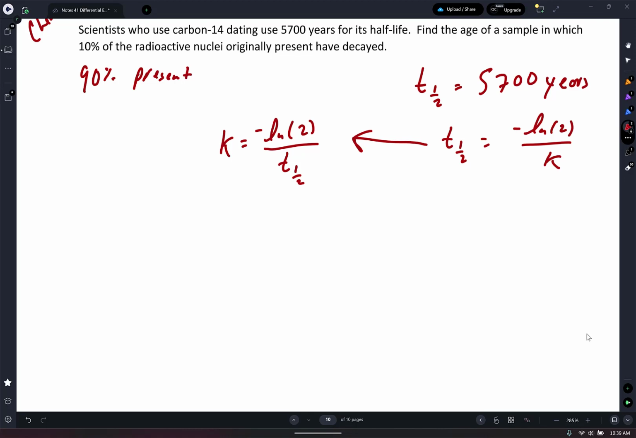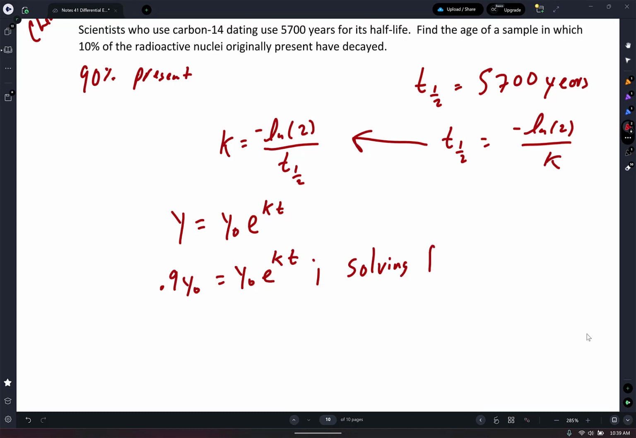Because I know that the amount present equals my initial amount, e to the kt, I can go right into this. I can say 0.9 of the initial amount equals the initial amount, e to the k value, this k value, times t. Should I put a subscript? No, that's fine. K, and then t. Are we okay? Trav, I don't understand what we're doing. We're solving for t, and we're going to go slow. Yes, I need a k value first.